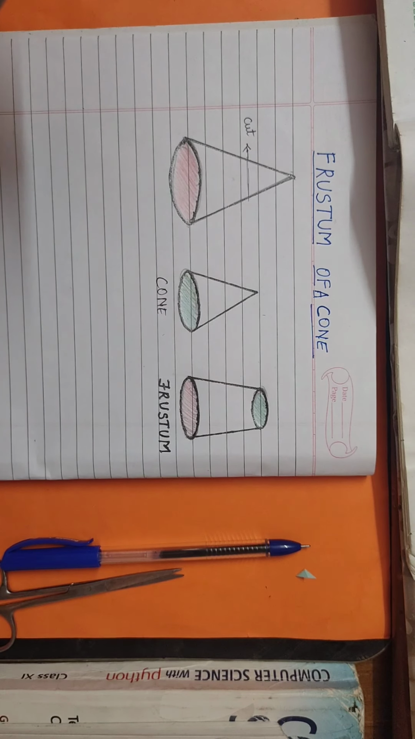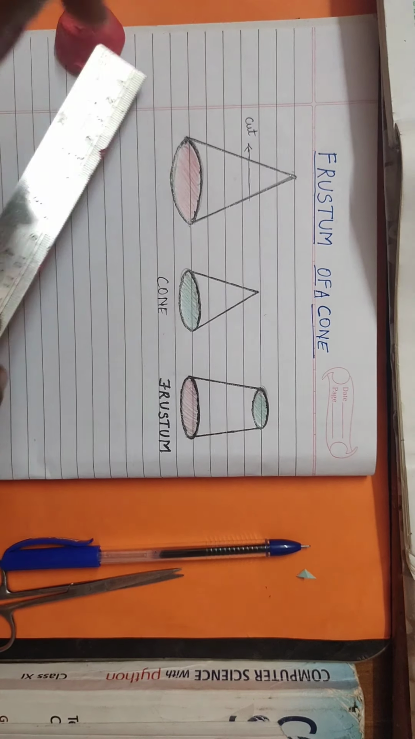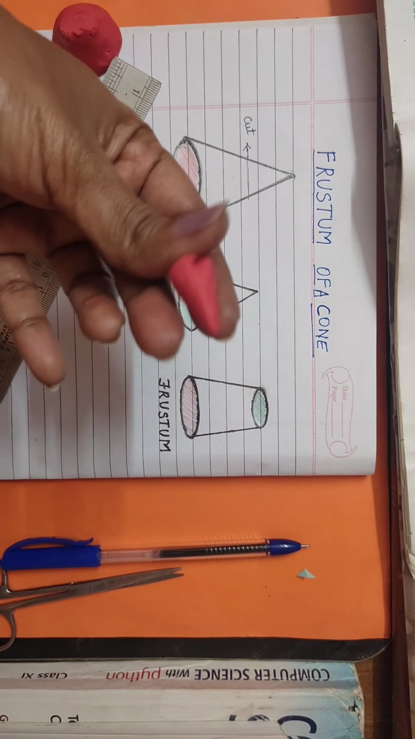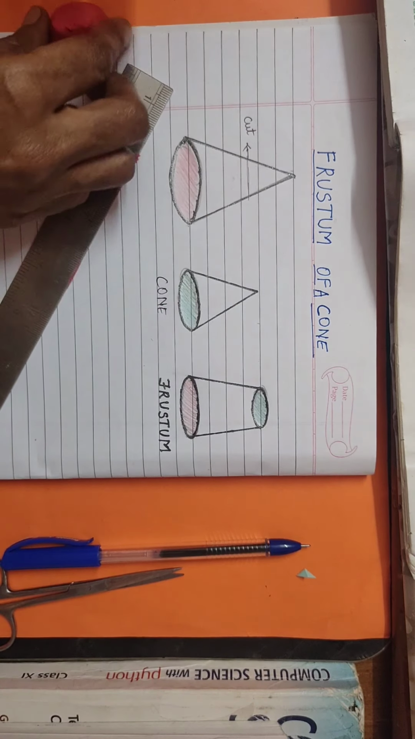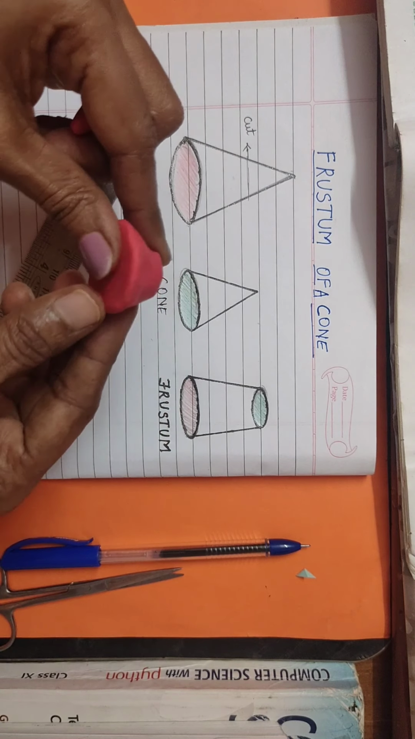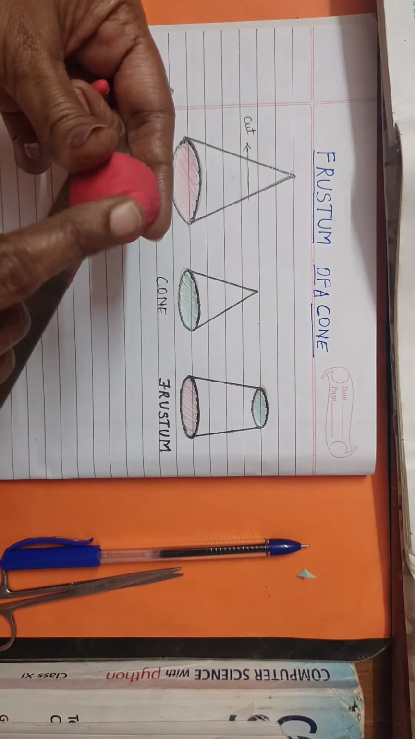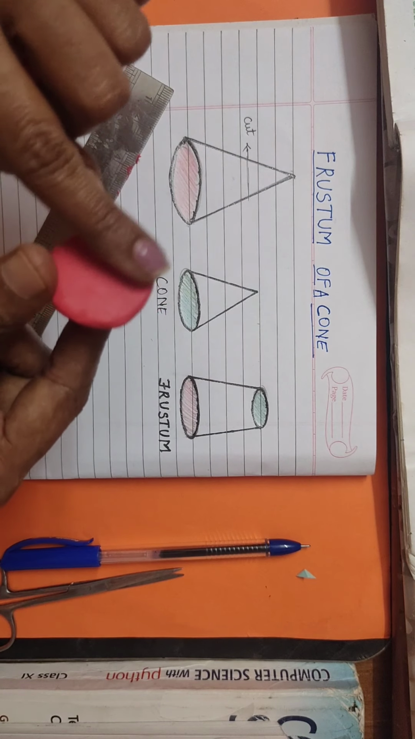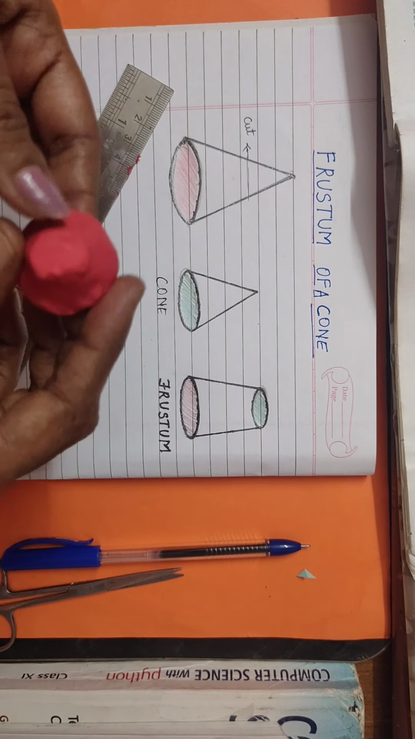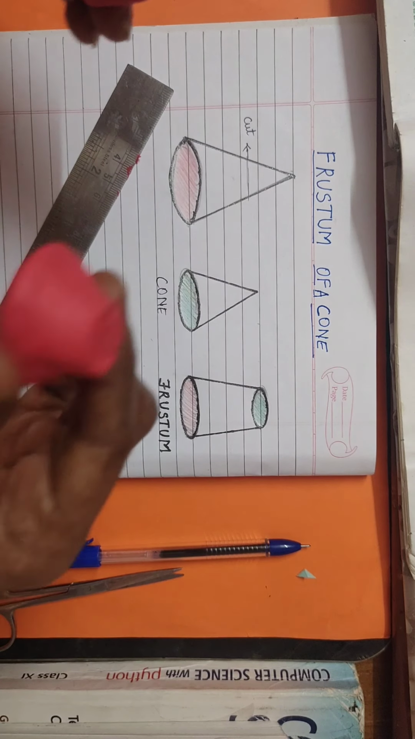When I cut it, you can see a cone has been formed on the top. Can you see a small cone has formed? And the base, can you see how the base is? In the base you can see there are two circles, one circle on the top and the other circle on the bottom. Can you all see the two circles here? So this is said to be a frustum.